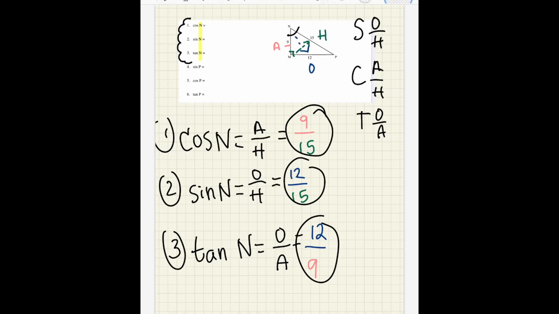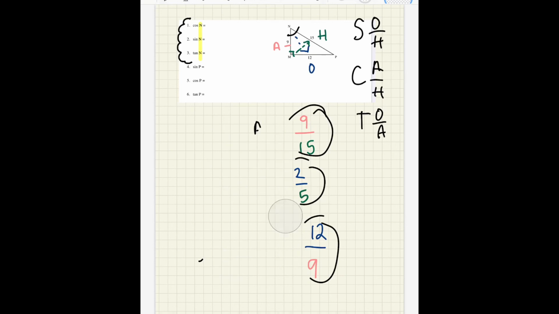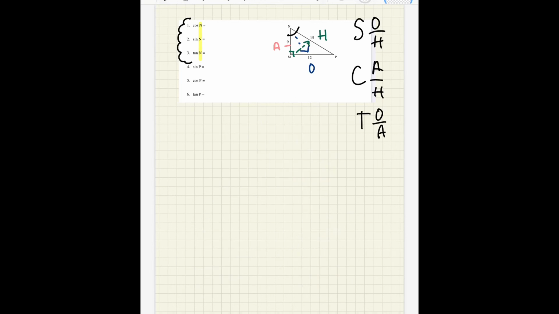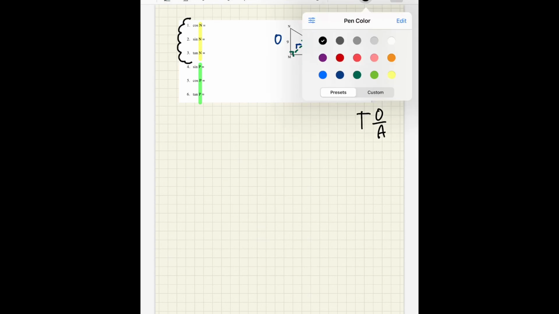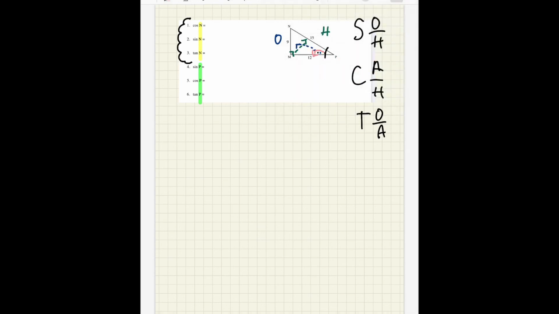And you could have reduced if you want, but I'm not really asking you to reduce. Just as long as you can get this, that's fine. Okay? Now, the tricky part about 4, 5, and 6 is the fact that you actually have to relabel your triangle. Because now instead of looking at it from angle N, you're looking at it from angle P. So I'm going to go ahead and erase the marks because now I'm looking at it from angle P. And based on angle P, my opposite is 9. My hypotenuse is still 15, but my adjacent is 12.